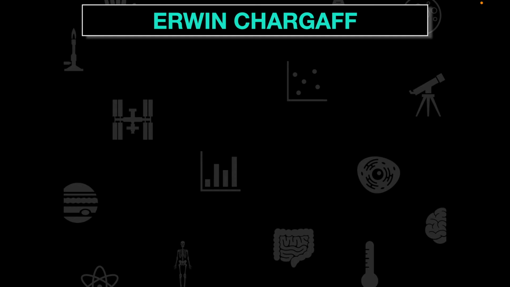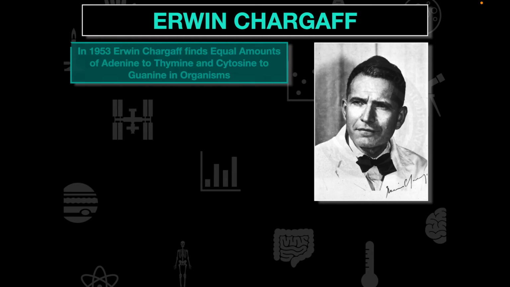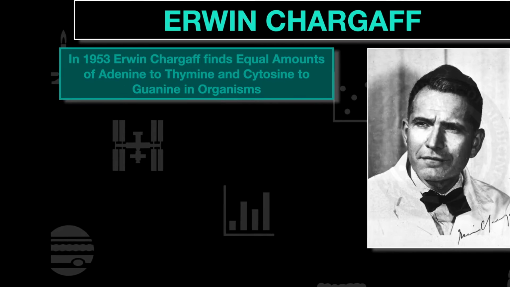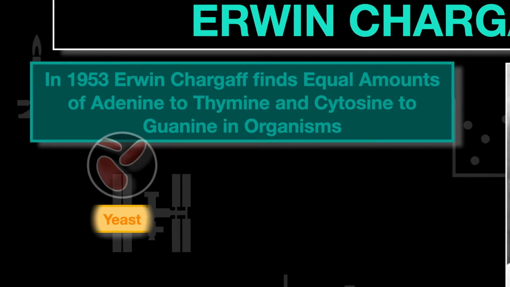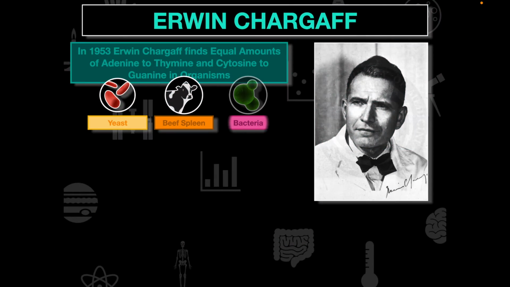Now, when reviewing this, we have to understand Chargaff's rule. Erwin Chargaff finds equal amounts of adenine and thymine and cytosine and guanine in organisms. And this is how we come to the conclusion that we have DNA in the structure that it is.